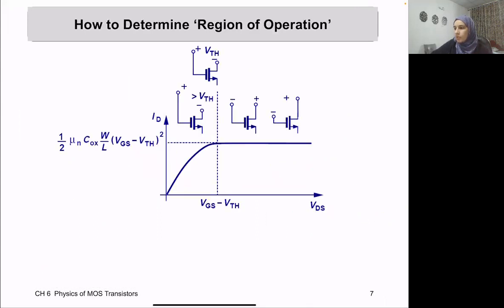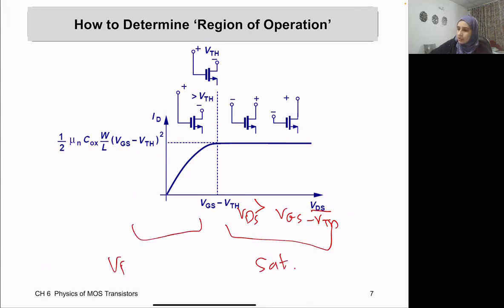Okay, so normally we need to test the amplifier to make sure again that VDS should be greater than VGS minus V threshold in order to operate in the saturation region. And when VDS is smaller than VGS minus V threshold, then we are in the triode or linear region. So we need to do this check in order to decide what is the operating region of our transistor.